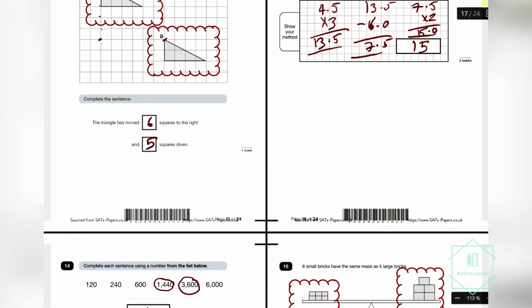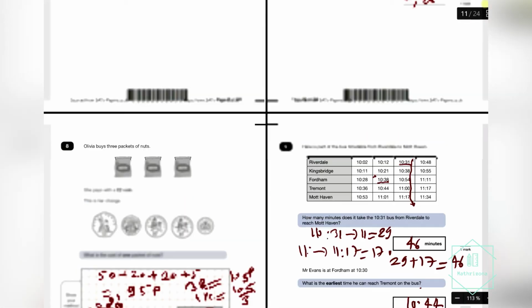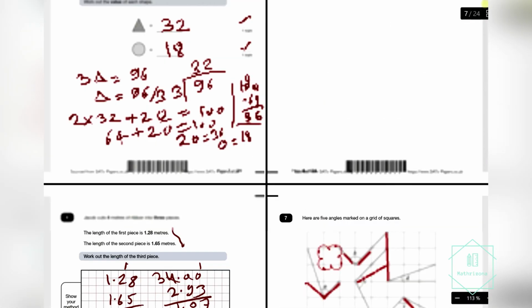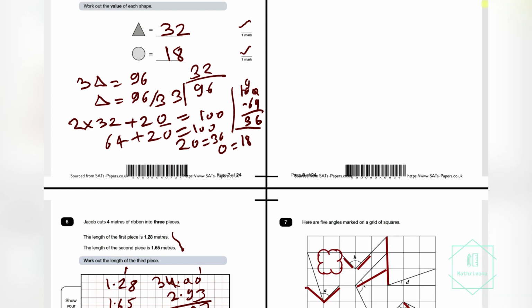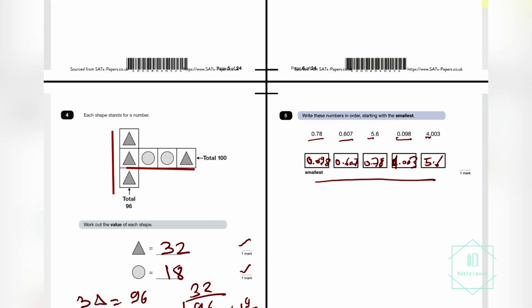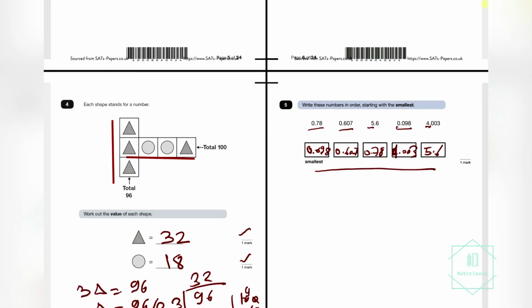So let's quickly check. We have done all the questions in your exam. Once you finish the test before the exam ends, I always recommend you check all the questions again and check that all the answers are correctly placed onto the answer box, because that's the place you will get the marks.